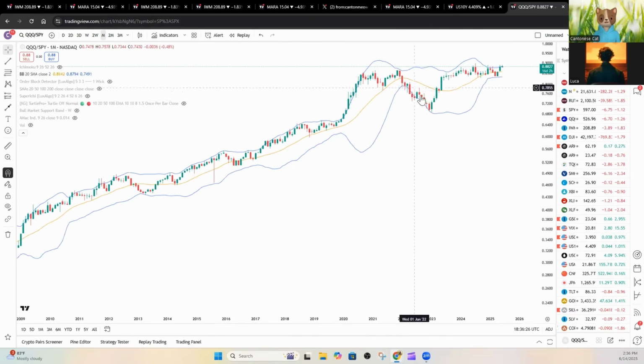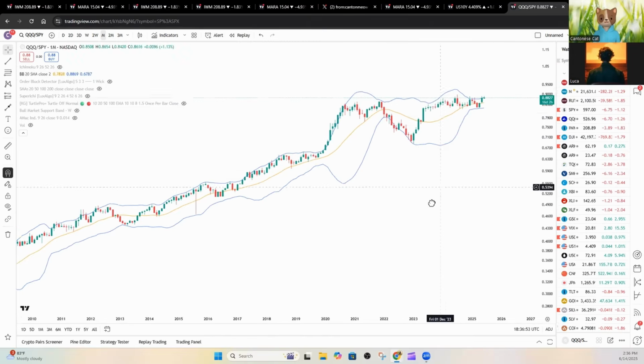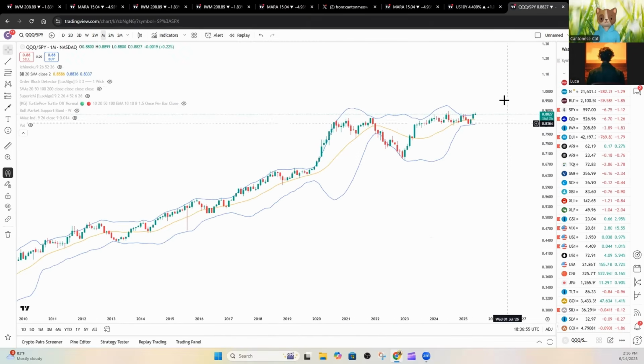And guess what? Right now, we've had the QQQ getting picked up here again. Overall, they've been doing about the same in terms of SPY and the QQQ, but they're getting ready for the next move here. I see this as maybe a continuation pattern, a cup and handle kind of thing. It's getting ready for something here, and the Bollinger Band is squeezing.